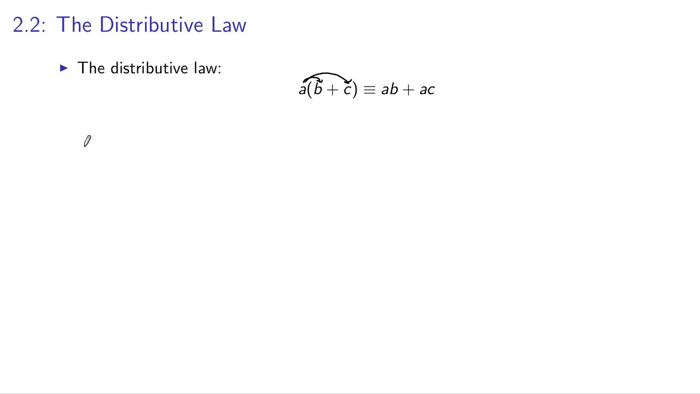For example, we could distribute 6 times s plus 3w. And using the law, we take 6 times s to get 6s, 6 times 3w to get 18w. Maybe a more concrete example would be 3 times 7 plus 2. We could apply this law to numbers, and we would get 3 times 7 plus 3 times 2.